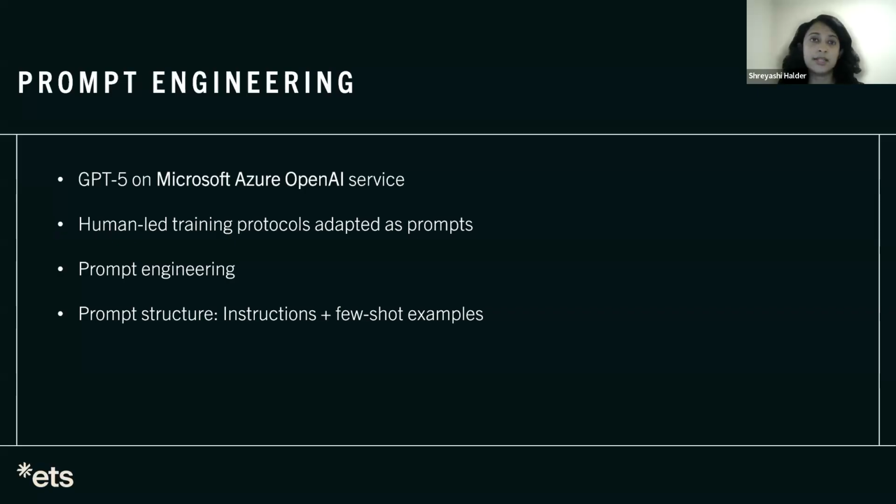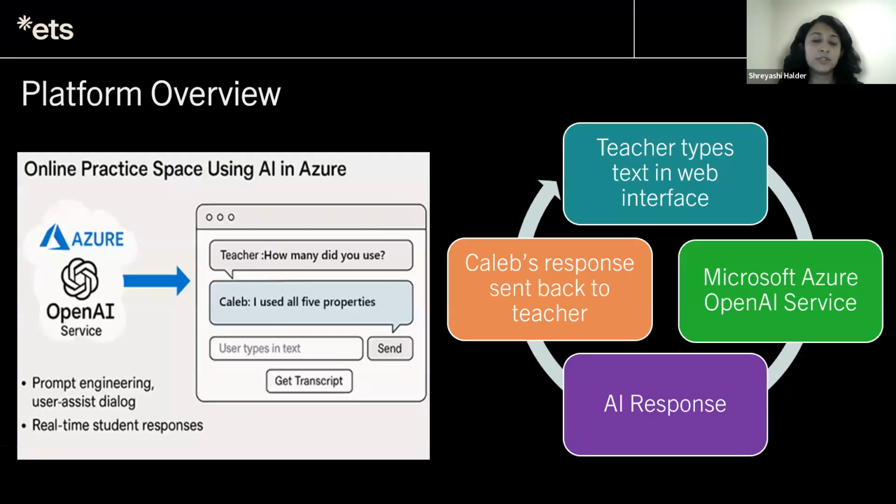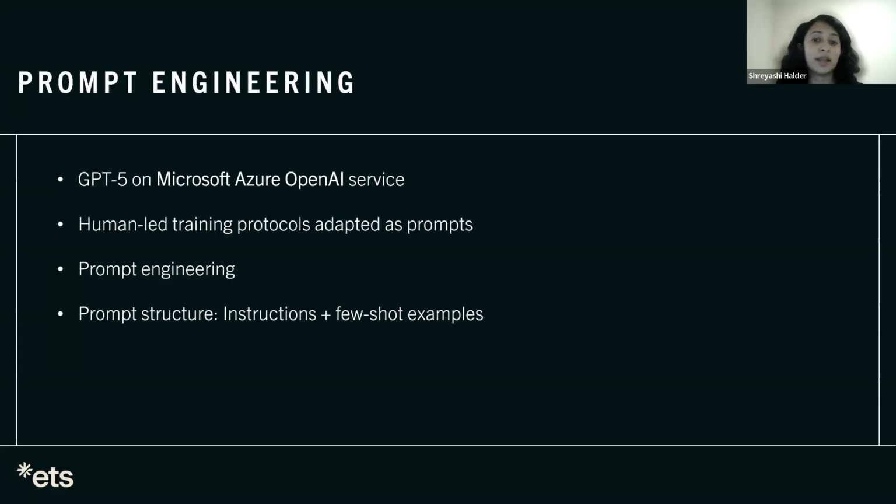When a teacher types a message, the system adds it to a structured prompt that helps the model understand the classroom context. The model then predicts and sends back an appropriate student response. So what the system does is use prompt engineering to simulate the student responses.